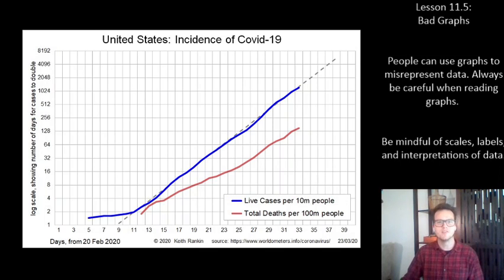All right, ready to talk about COVID? I've got a bunch of COVID stuff. So, United States incidence of COVID-19, there are some sources down here. It's a little bit dated. It's from March 23rd. It says live cases for 10 million people, total deaths for 100 million people. They graphed it all in the same place.